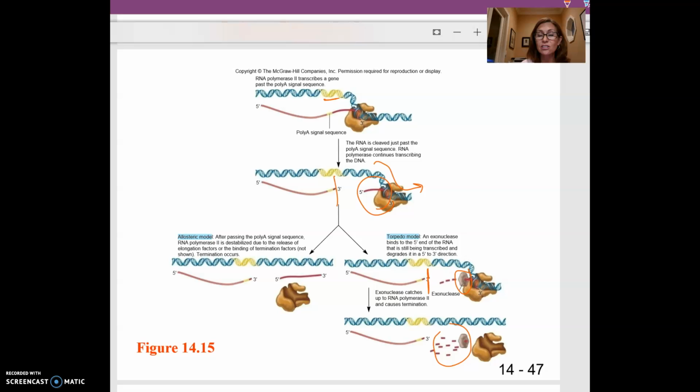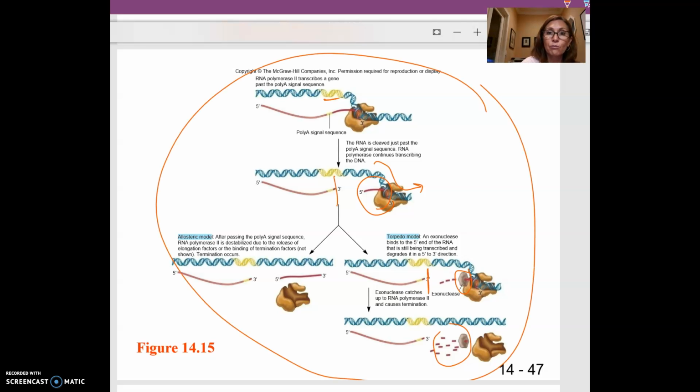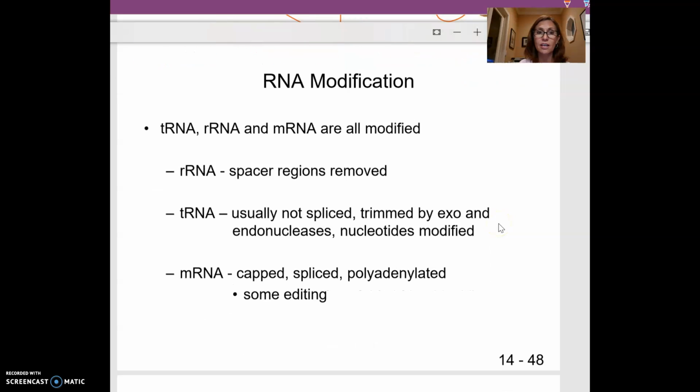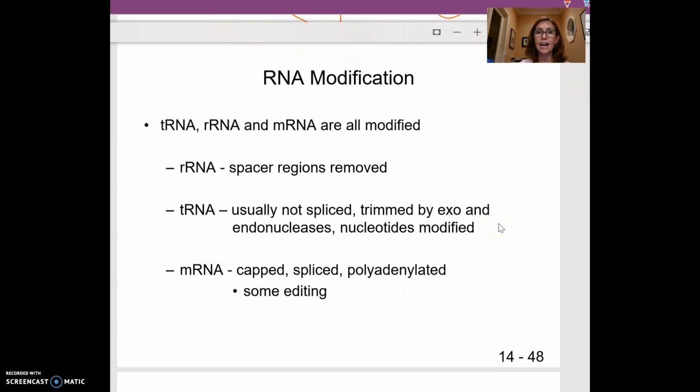Remember, both models would be happening in the nucleus. So these little RNA fragments are floating around in the nucleus, and they can be recycled, basically. There are enzymes that'll take these little fragments and break them up into individual nucleotides, recharge them for the production of new messenger RNA. So what happens to the RNA after it's made?